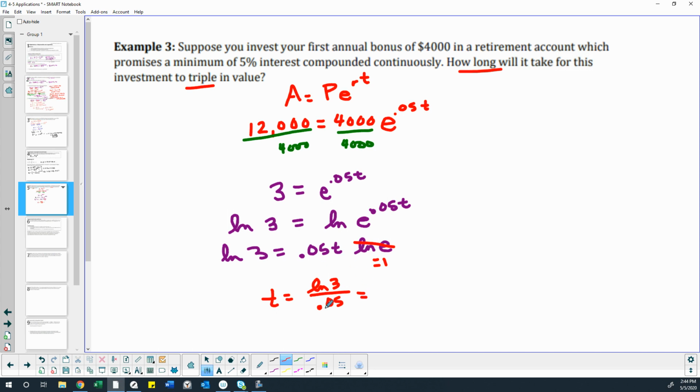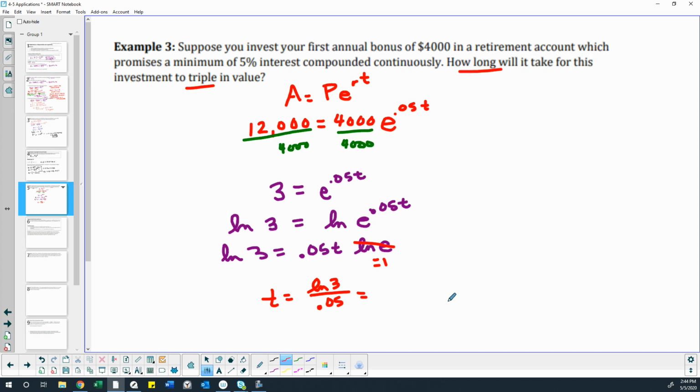So this is going to give us the result when we put it in the calculator. The nice thing about this is you can really just replace the 3 with any value that you're trying to get to. So if you're trying to double it to 8,000, that would be a 2. Or if you wanted to do 150% of it, that would be like 6,000, then that would be a 1.5. So that number there is just the ratio of the initial amount divided into the final amount that you want.